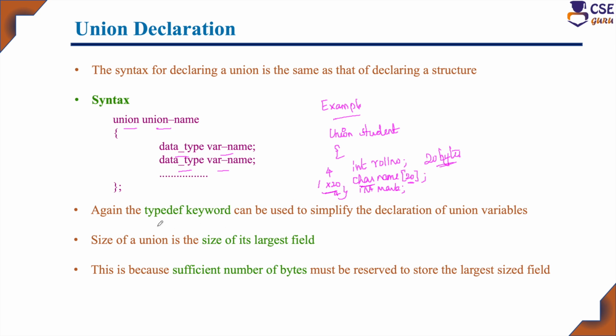And also like structure, we can define typedef unions. It's possible here. This is a simple declaration. Like how we use typedef structures, typedef union is also possible. And the size of the union is the size of its largest field. The size of the largest field here is 20 bytes, so the size of the union is 20 bytes. Once the size is allocated, this field will be reserved to store the sufficient number of bytes.